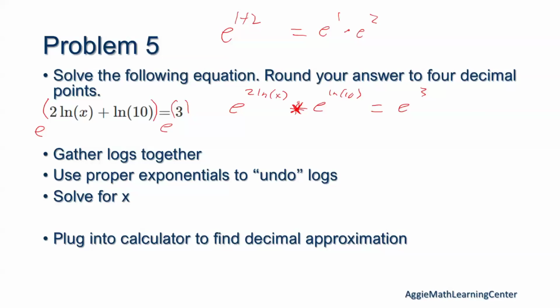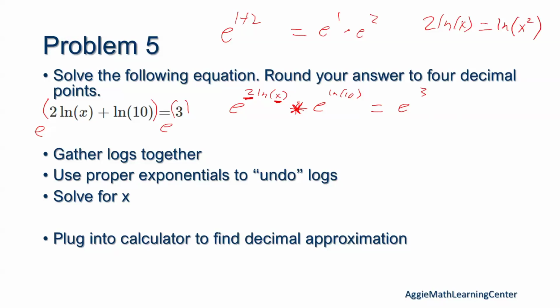Now this e to the 2 ln x, because the ln isn't quite by itself, what I want to do is put this 2 inside the natural log so that I only have the natural log there. So to do that, I have 2 ln x. We can use our property that says that if there's a constant out in front, we can raise the number inside the log to that constant. So 2 ln x equals ln of x squared.